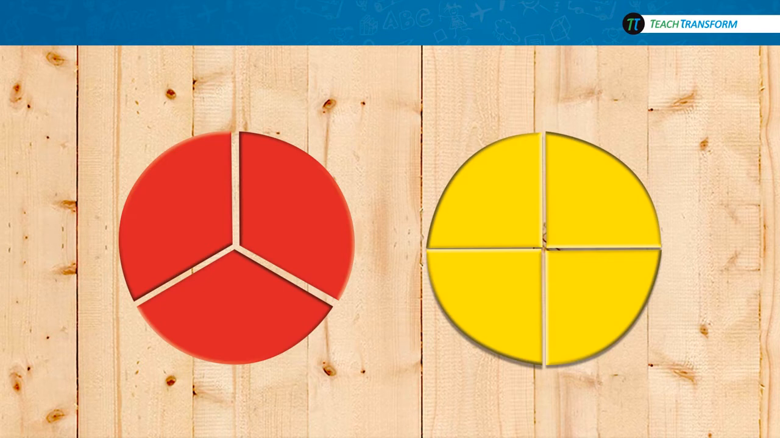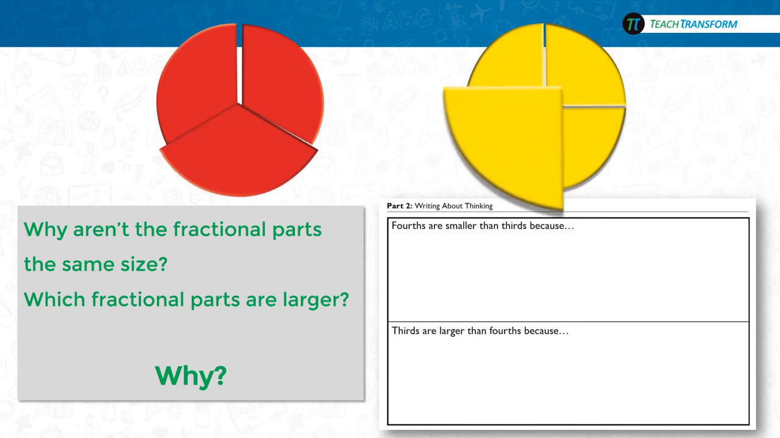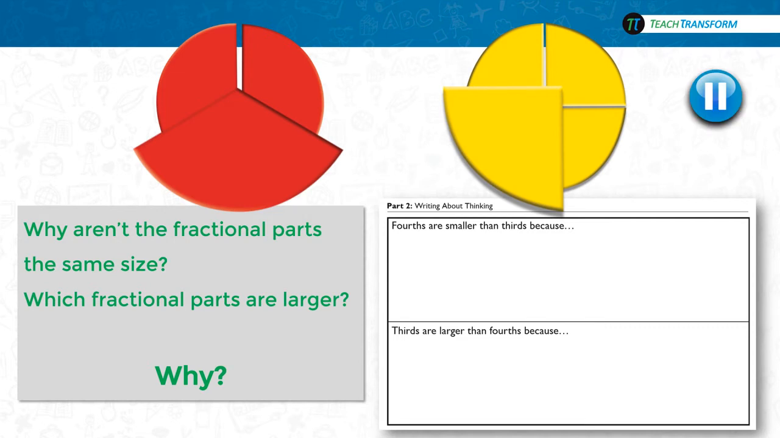Let's focus our attention on the size of the fractional parts. Are the fractional parts the same size? They aren't. Why aren't they the same size? Which fractional part is larger? As you can see, fourths are smaller than thirds, and the thirds are larger than the fourths. Why do you think this is true? Pause the video and discuss the answer with your team and why it's true. Then write your thinking in part 2. Start the video when you are finished.